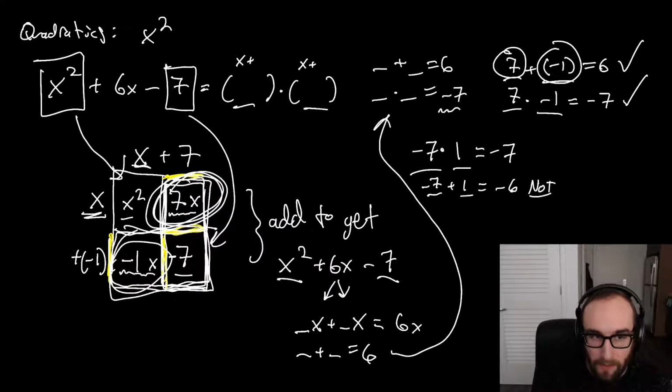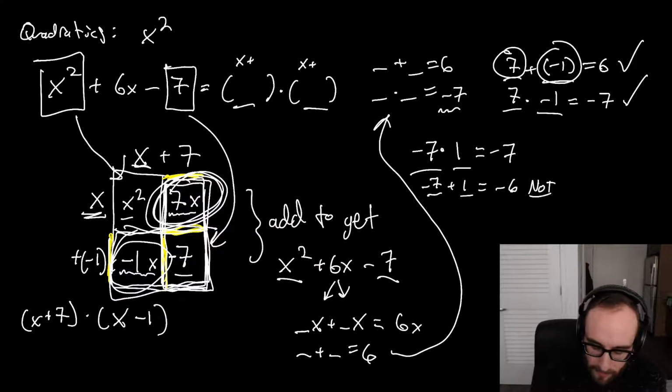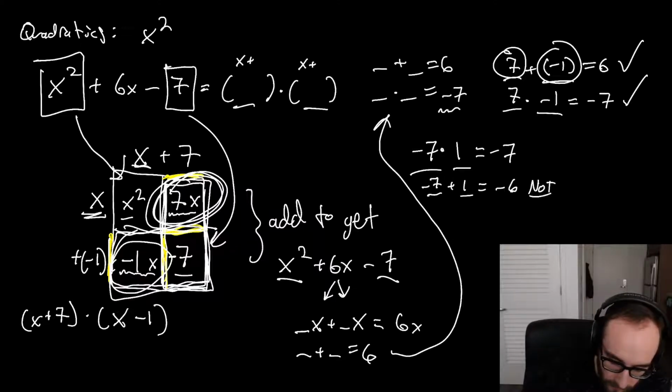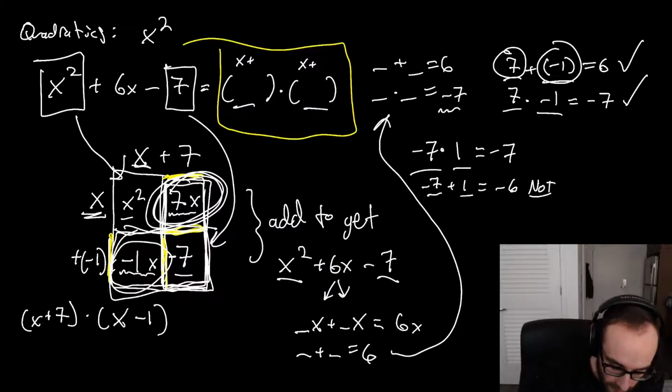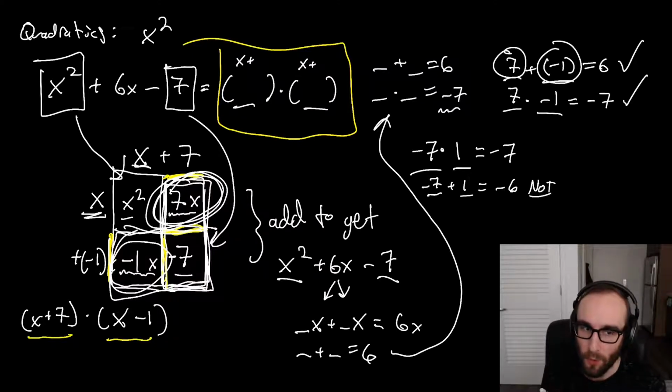So now that we have the two side lengths, we have the two factors, x plus 7 and x plus negative 1, or x minus 1. And then we're finished. We've rewritten our expression as a product of two factors. In this case, the factors are x plus 7 and x minus 1. So just using our area model to rewrite our quadratic, x squared plus something, as a product of two factors.